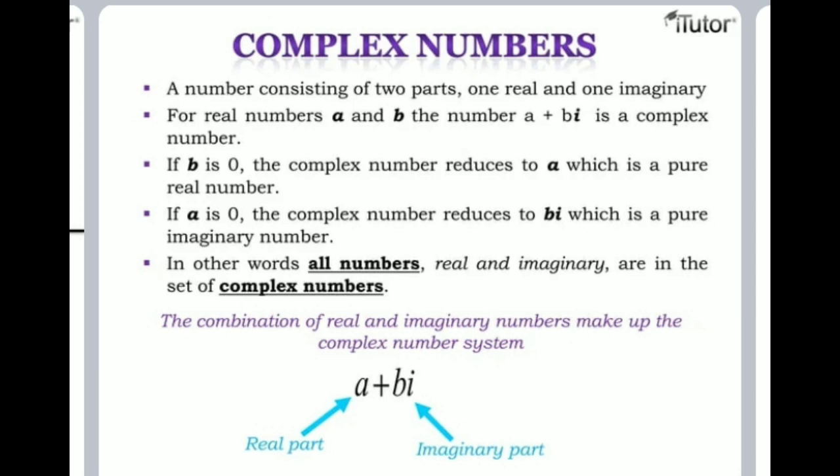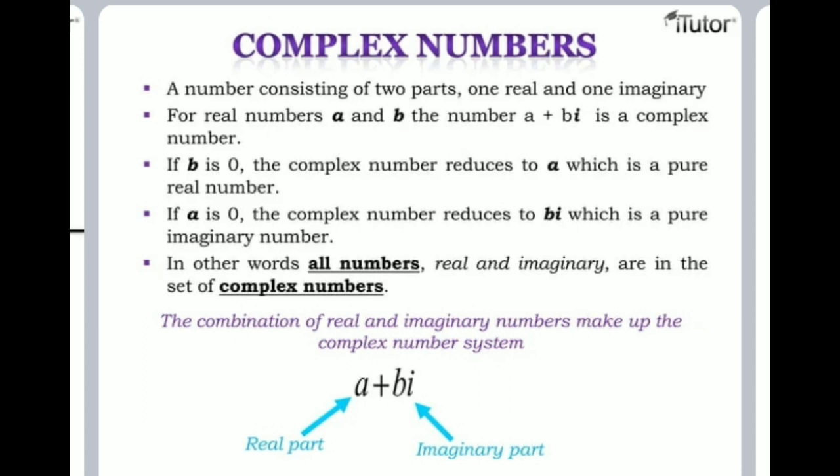Complex numbers. A number consisting of two parts, one real and one imaginary. For real numbers a and b, the number a plus bi is a complex number. If b is 0, the complex number reduces to a, which is a pure real number. If a is 0, the complex number reduces to bi, which is a pure imaginary number.